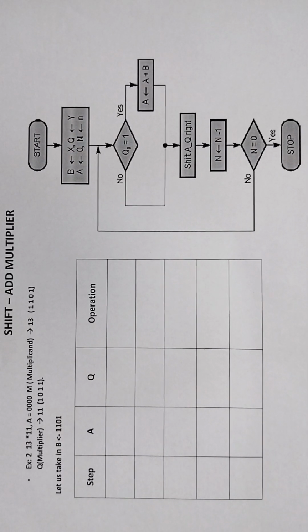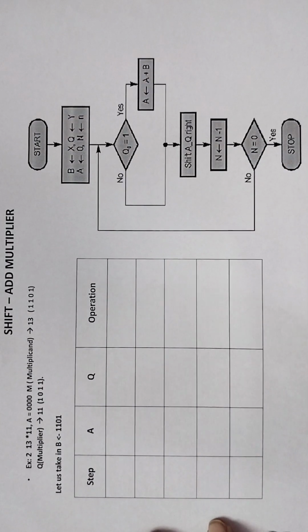Hello friends, now we'll discuss one more problem related to the shift and add multiplier. Already in the last video we explained the flowchart and the procedure for the shift and add multiplier. A similar procedure is to be followed for this multiplication also. Now we'll take example 2, the multiplication of 13 into 11. So 13 is the multiplicand and 11 is the multiplier.